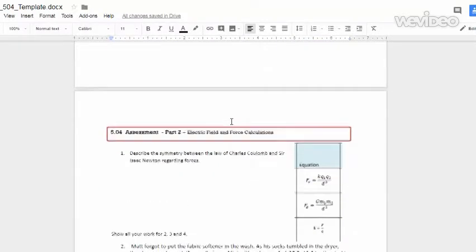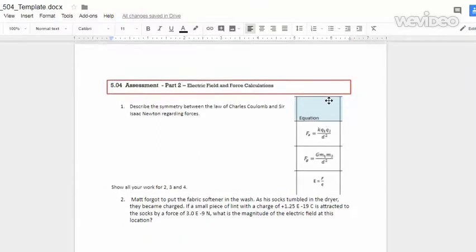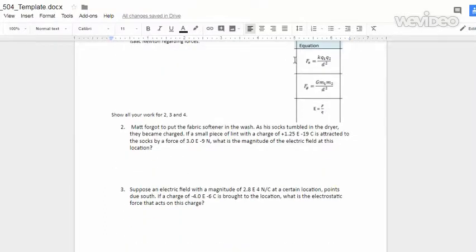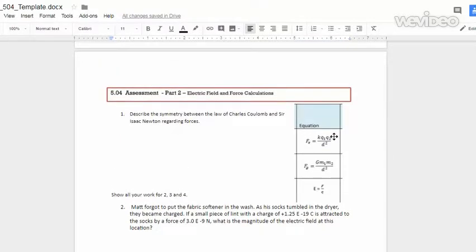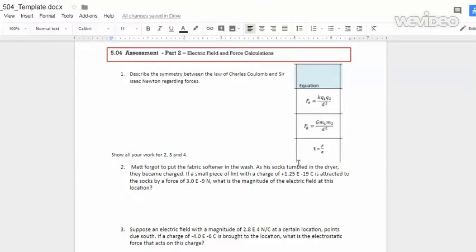Okay, now let's move on to the calculations. You will be using equations for electric force and electric field in this section. Question 1 is asking you to compare Coulomb's law, which is this first equation, to Newton's law of gravitation, which was discussed back in Module 3. What we're looking for are observations on any symmetries you see between these two equations.